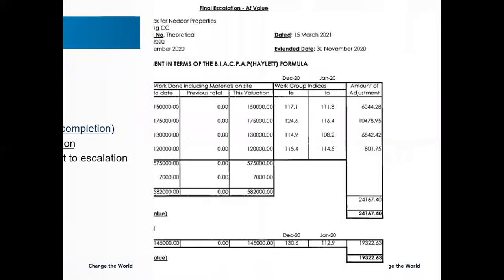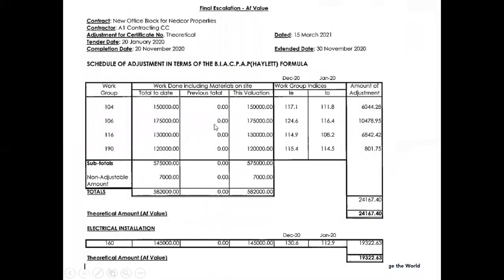The only difference is that the previous totals is 0. And look at the amount here. It's an enormous amount, and that is not escalation. It's a theoretical amount. And what is meant by theoretical amount?